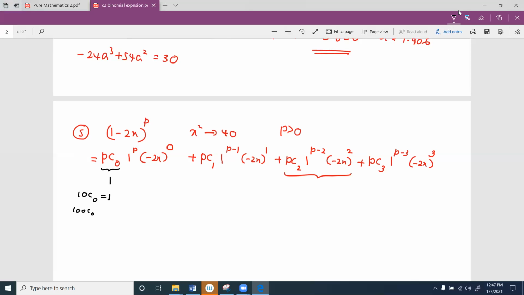100C0 is 1. 81C0 also 1. So nothing to worry with that. What is the value for PC1? That is p. For example, 10C1 is 10, 52C1 is 52, 125C1 is 125. So that's what you understand.